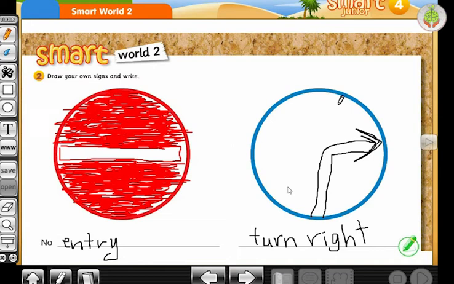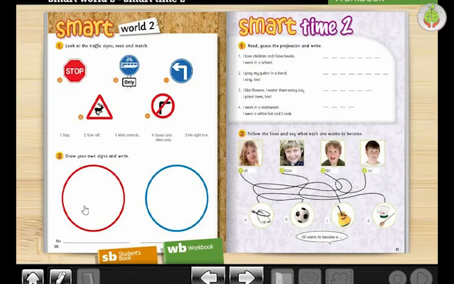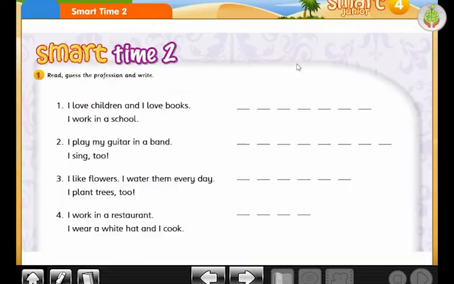And I also draw here a sign for turn right. Of course, you can draw any sign you like here, but you can also draw this one. So, please do it in your workbook. And now let's move on to the next exercise, which is page 31, exercise 1.